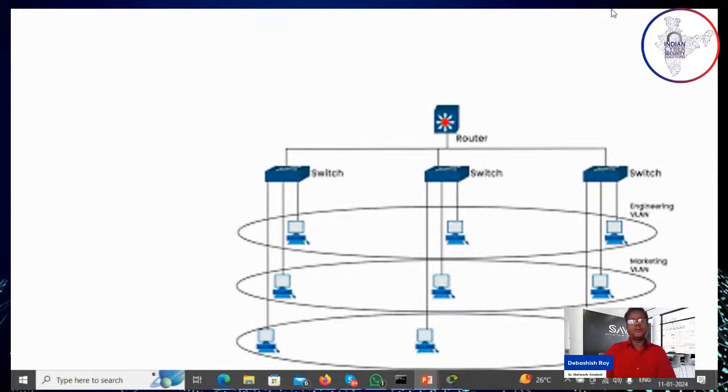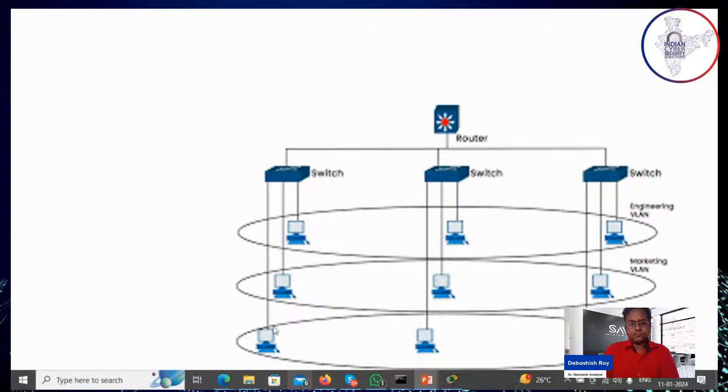Because for inter-VLAN communication, you have a layer 3 device, that is the router. For intra-VLAN communication, that is communication not between the VLANs, but inside the VLAN, you do not need any layer 3 device. It is performed by the switch. But for inter-VLAN communication, you have a layer 3 device, that is the router. So the communication between the VLANs is done by the layer 3 router.